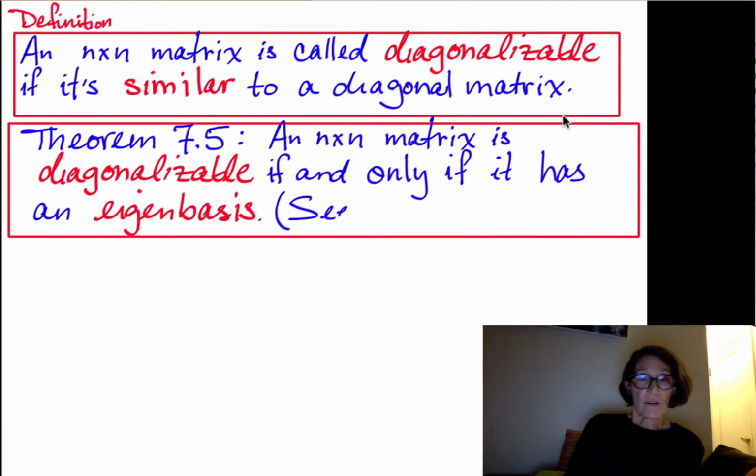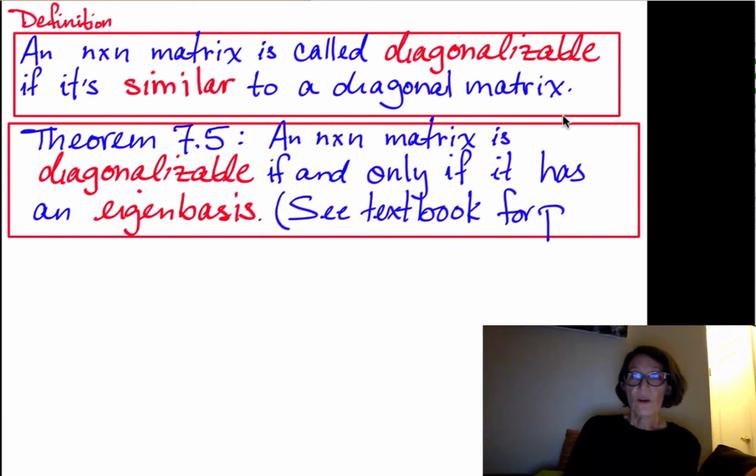The proof of this theorem is in the textbook, and it's what we call a constructive proof. In mathematics, we call a proof constructive if it not only shows that something exists, but it shows how to get it. It gives us a recipe for building it. So in that proof, it shows that if the matrix A has an eigenbasis, then it shows how to find the invertible matrix P such that P inverse AP is diagonal. We're going to use that recipe.